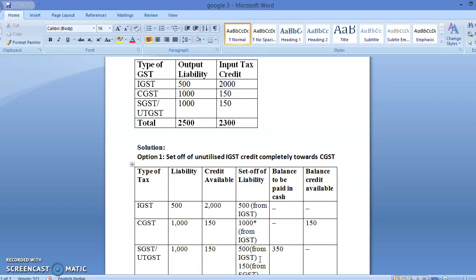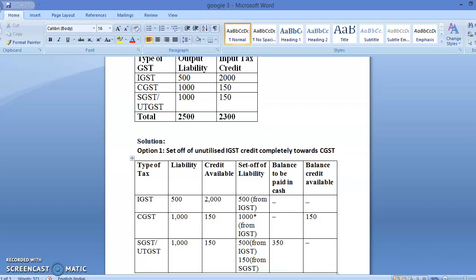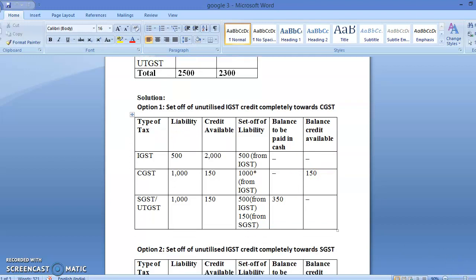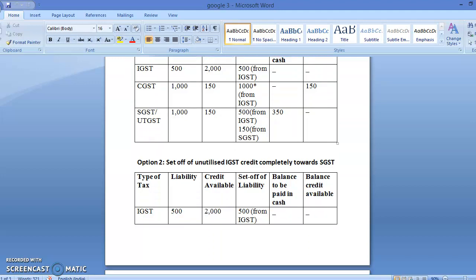Remaining 500 liability is there. So this SGST 150 credit available we can utilize to pay the remaining amount. After paying 150 from SGST and 500 from IGST, still 350 SGST liability remains. So this 350 has to be paid in cash. Remember here, even though we have 150 CGST, we are not going to utilize it to set off SGST. Let us see the next option.